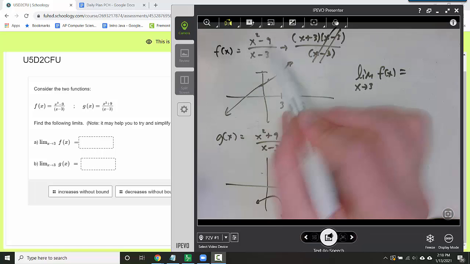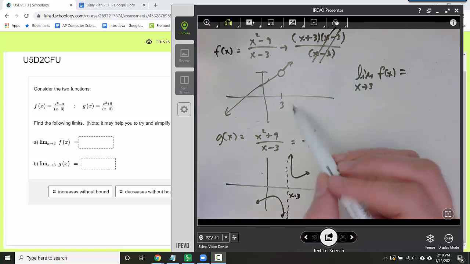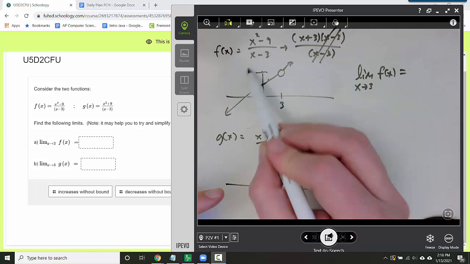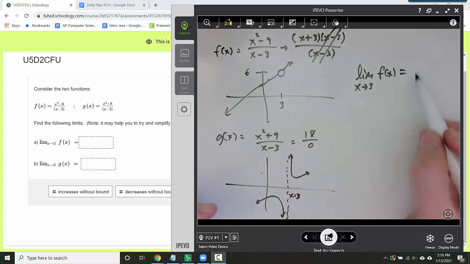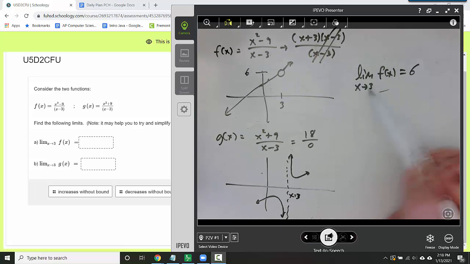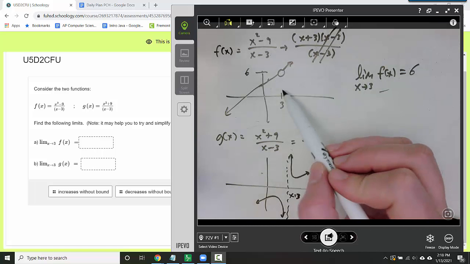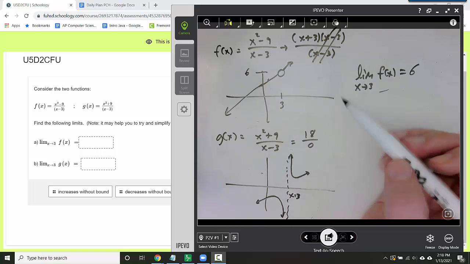Like, imagine that we divided out the x minus 3 factors. If I plug in x equals 3 here, you see that 3 plus 3 is 6. So the hole is at 6, so that means the limit is 6. So that was a little bit tricky because you had to think about what this question is actually asking, and you had to realize that you can remove the discontinuity by performing that simplification.